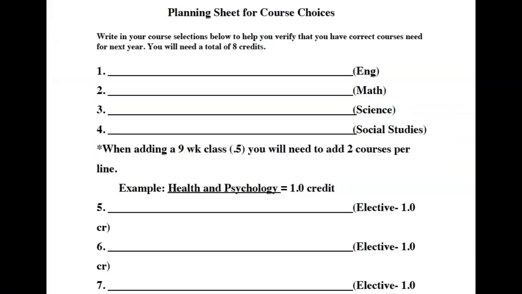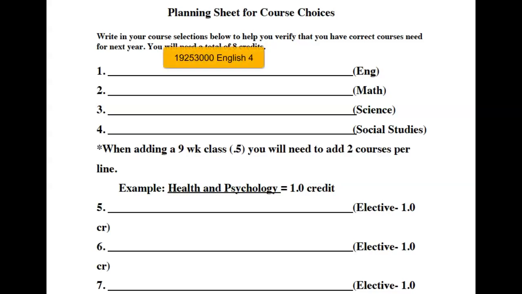Once you have perused the variety of cores and electives offered at LHS and at the Career Centers, it's time to begin planning your courses for next year. A planning sheet for course choices has been added to your registration materials. Use this helpful planning sheet to verify that you have selected the appropriate number of credits needed in order to have a full schedule. Every student will need a minimum of 8 full slots or 8 credits worth of classes. Some slots need 2 courses and others will need just 1. This will be determined by the credit value of each course selected.